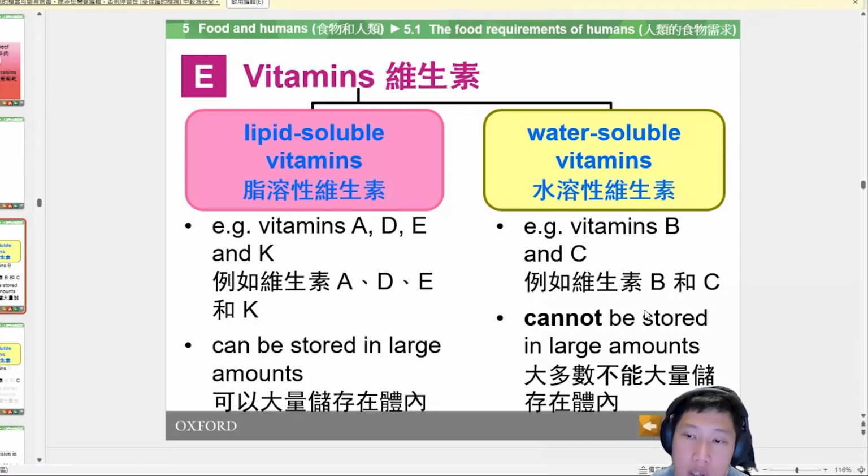This means that they cannot be stored in the body in a large amount because they can easily be excreted out by our body. But then we have another type, the lipid-soluble vitamins. The lipid-soluble vitamins include A, D, E, and K. They can be easily stored in our body because they are stored inside our lipid. And normally, lipid is quite difficult for us to use, so they will store and accumulate.